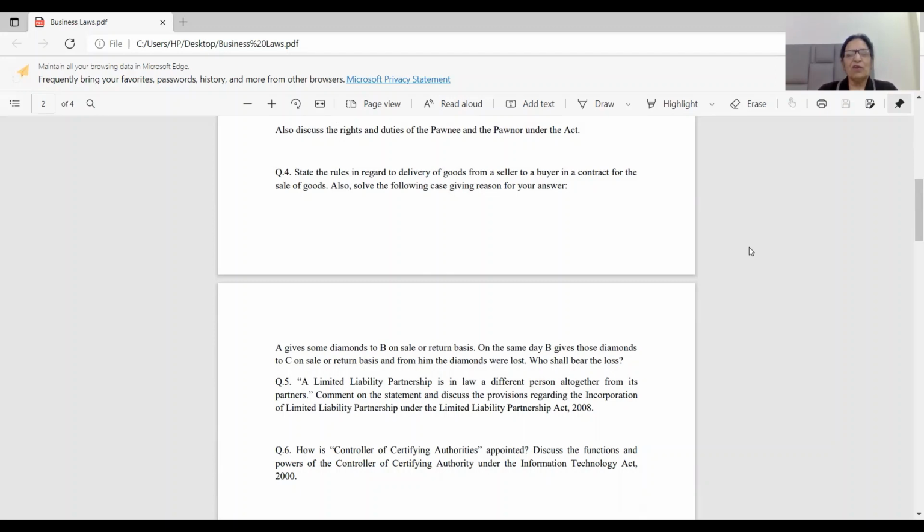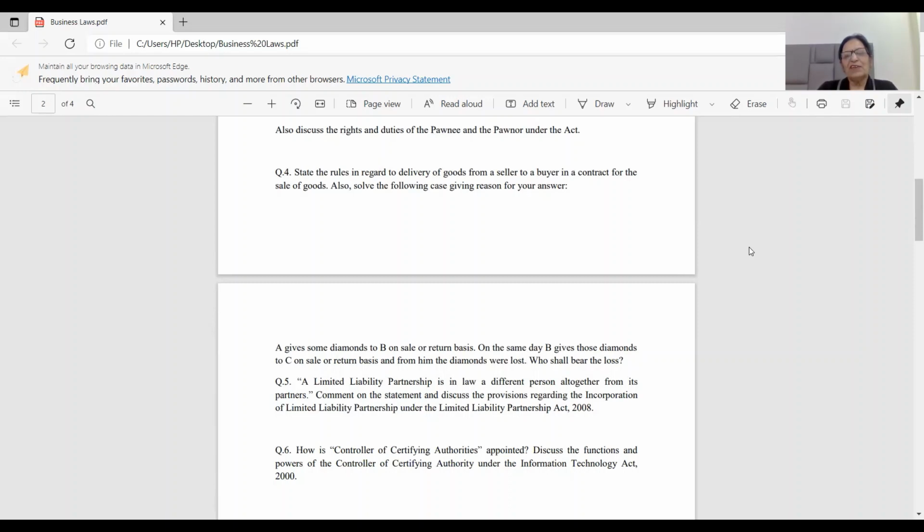Coming to the case law: A gives some diamonds to B on sale or return basis. On the same day, B gives those diamonds to C on sale or return basis. From him, the diamonds were lost. From him means when the diamonds were in the possession of C, they were lost. Who will bear the loss?